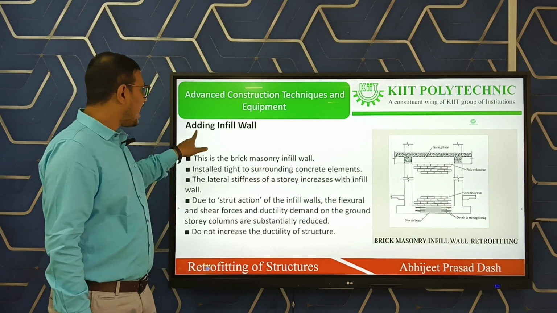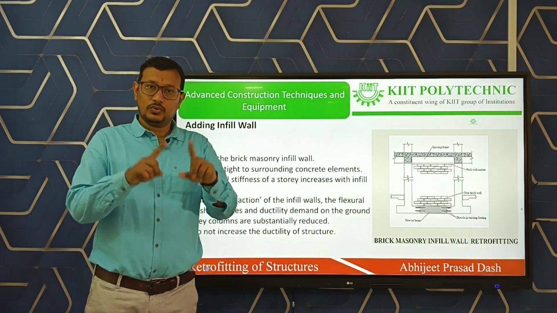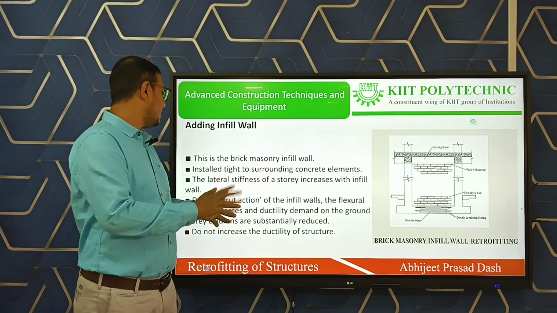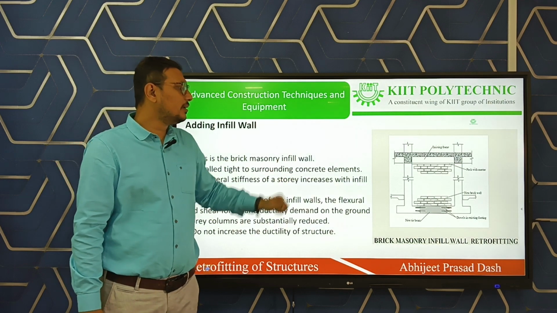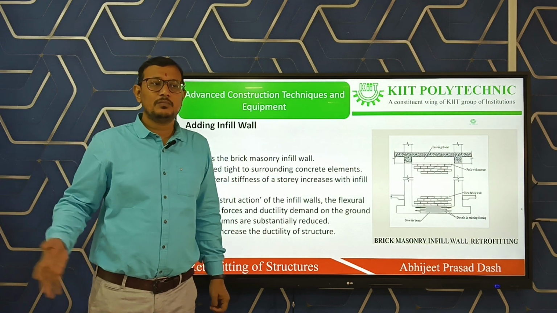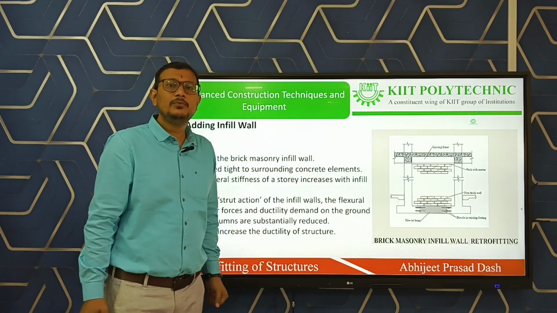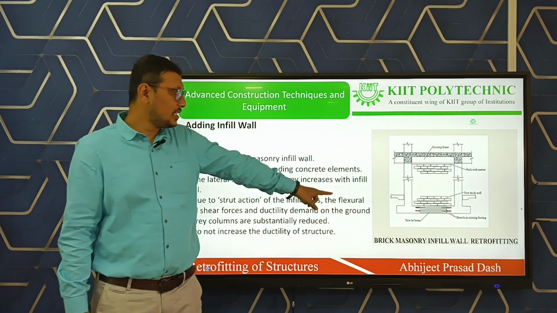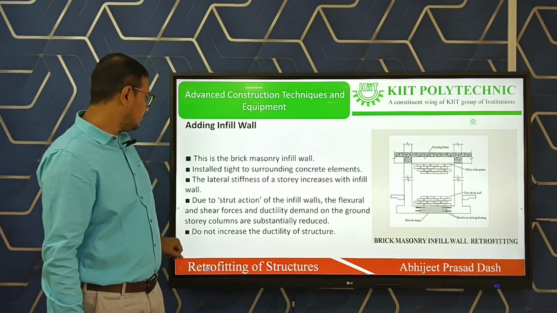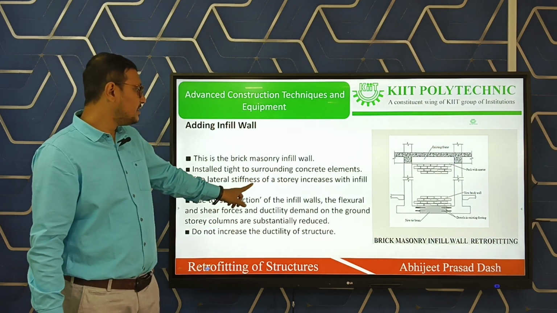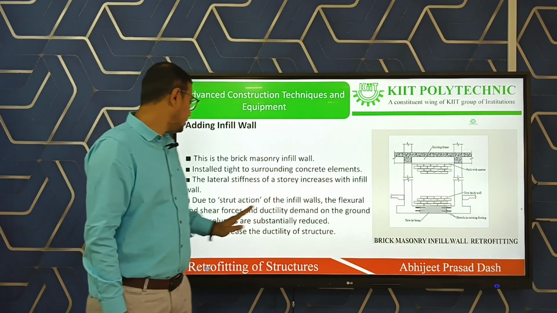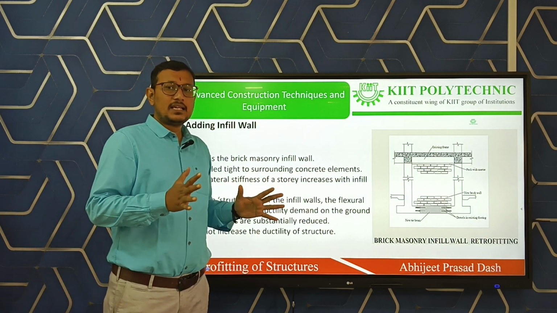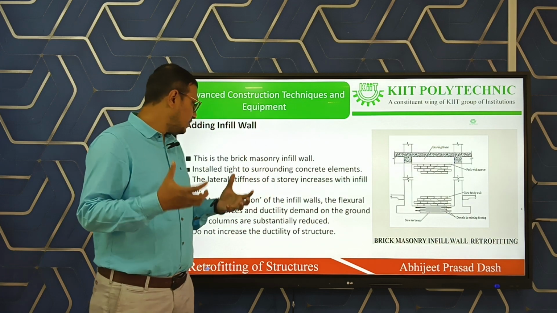Okay. Now adding infill wall. Infill means inside wall. This is a brick masonry infill wall. Some walls are broken, some walls are not there. We are providing the infill wall installed tight to the surrounding concrete elements. As you see in the figure, we have another big figure also. The lateral stiffness of a story increases with infill wall. We are adding infill wall to increase this stiffness.